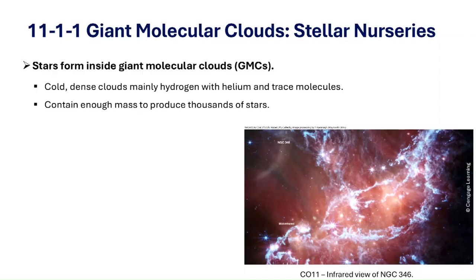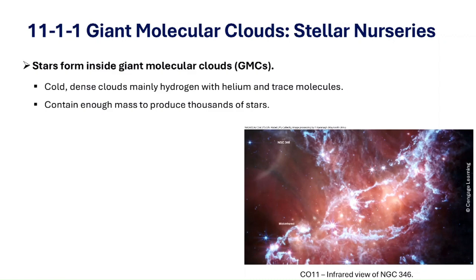And each GMC, meaning giant molecular cloud, has tens of thousands to millions of times the sun's mass. So this means one cloud can give birth to entire clusters of stars over time. Now notice the bright filaments and patches in the image.